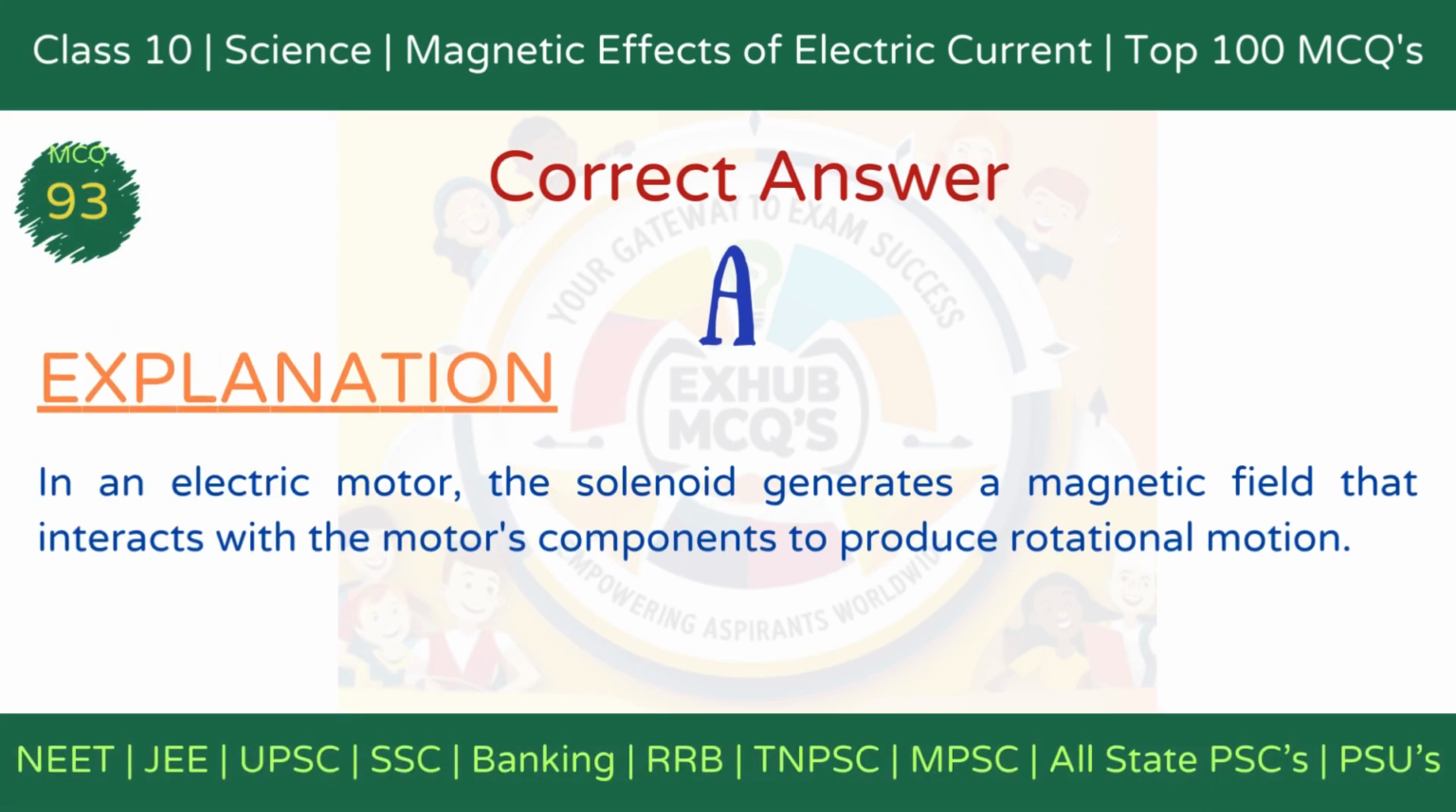The correct answer is option A, generates a magnetic field. Explanation. In an electric motor, the solenoid generates a magnetic field that interacts with the motor's components, producing rotational motion essential for its operation.